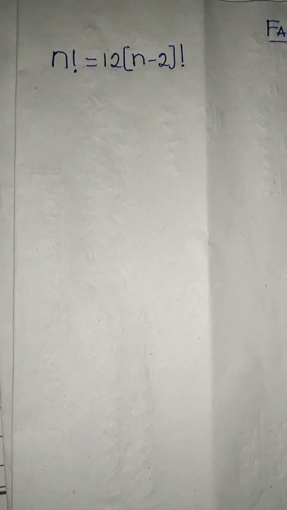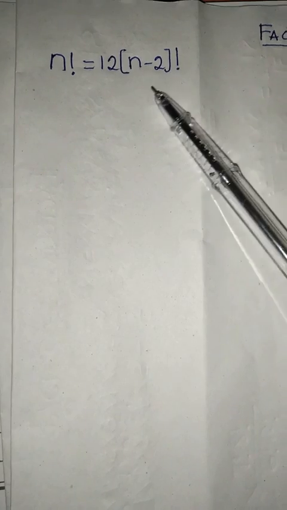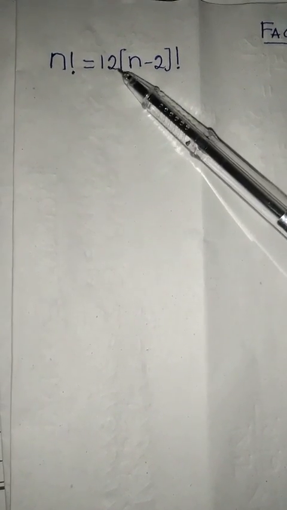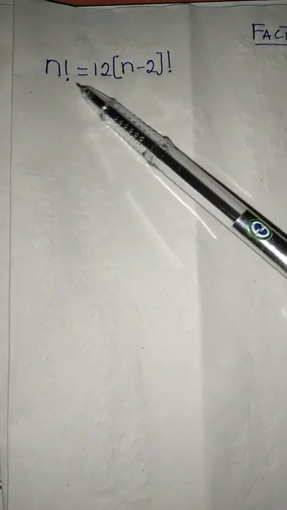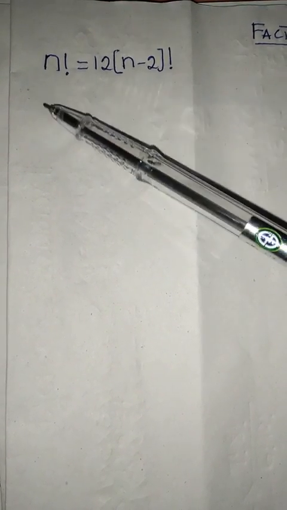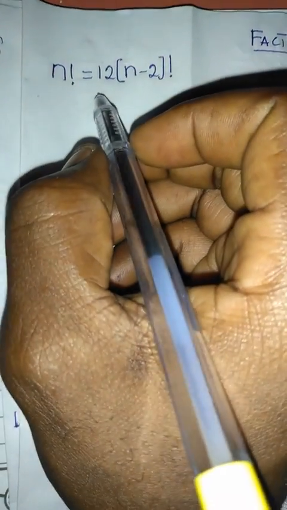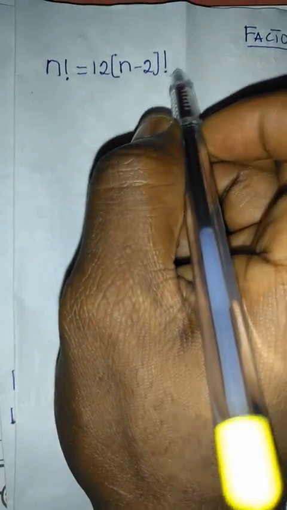Let's take another example on factorial. We have this that says n factorial is equal to 12 into brackets n minus 2 factorial. Now, what you have to do here is to what? Collect like terms, that means you'll be dividing both sides by what? n minus 2 factorial. Because this n factorial is equal to 12 into bracket n minus 2 factorial.